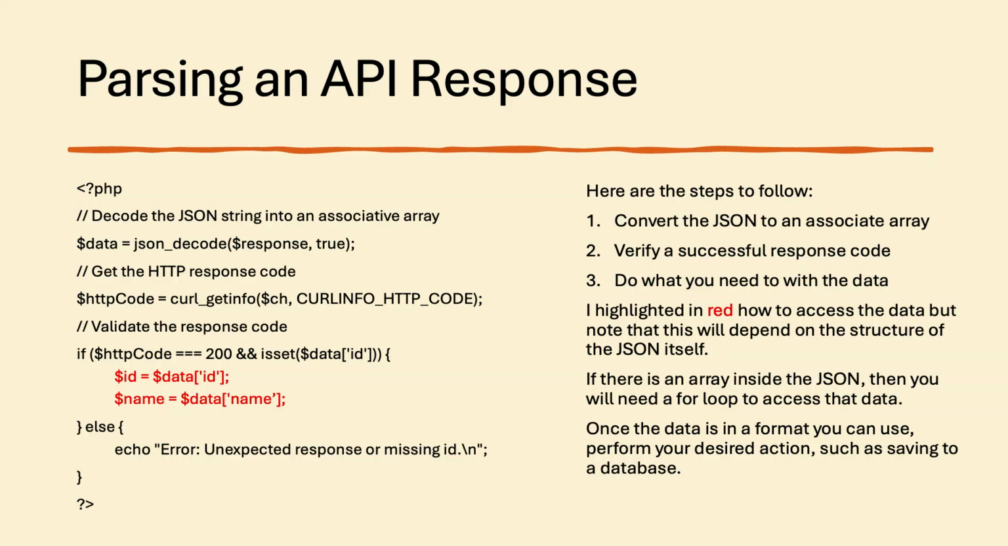Oftentimes, you may have multi-level JSON because JSON can be very nested. You can have multiple layers of data. You can have arrays inside of it.